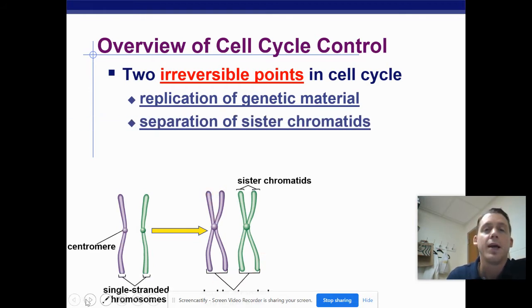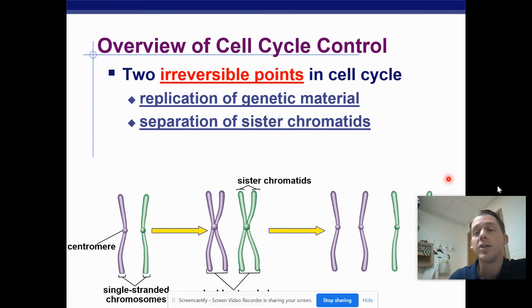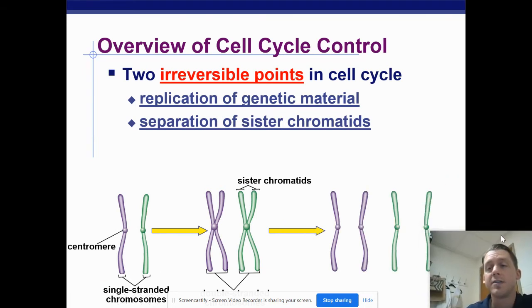The second is the separation of sister chromatids, as you can see in the picture here. Once we go through mitosis, each duplicated chromosome is going to separate like this. Once they're separated, that is also irreversible. You can't go back and put them back together. There are no enzymes for that in the cell.